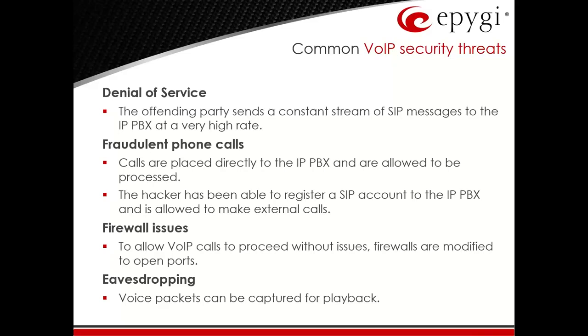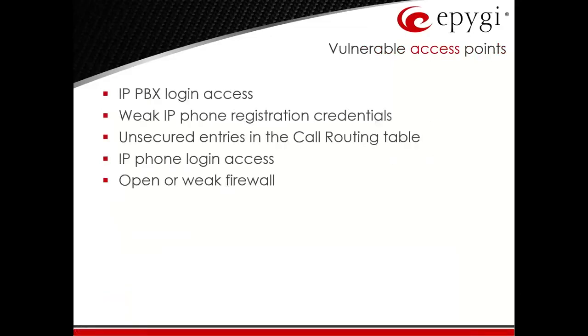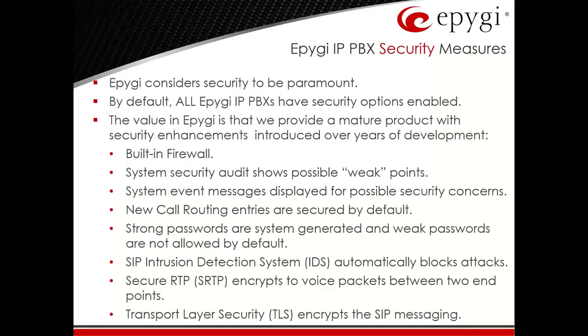Firewall issues: maybe somebody is able to access the system or firewall and open up some ports. And then lastly, maybe eavesdropping. This one's a little bit more difficult, but they would have to have access to the network somehow, and they would actually be able to capture the voice packets for playback. Some of the vulnerable access points: the PBX login access screen, weak passwords and things like that, weak IP phone registration credentials, unsecured entries in the call routing table, and IP phone login access. That means somebody being able to log in to an IP phone and see what its credentials were, or maybe a weak firewall that's configured.